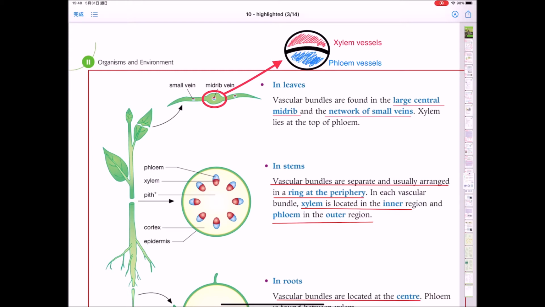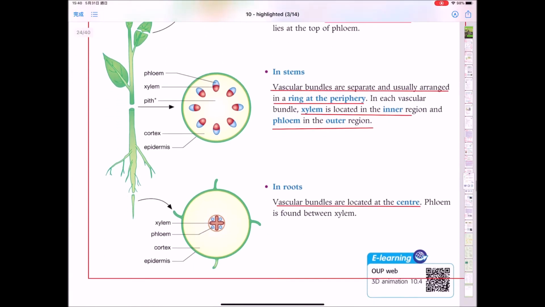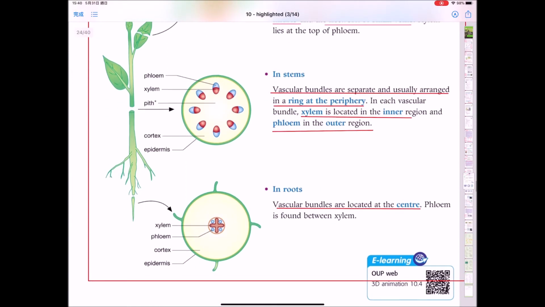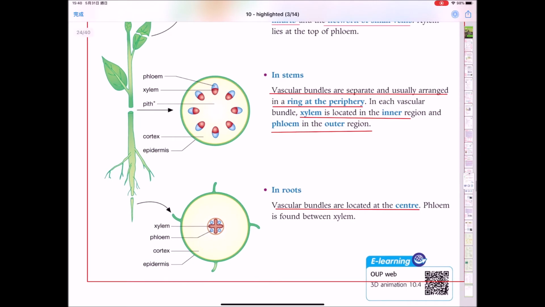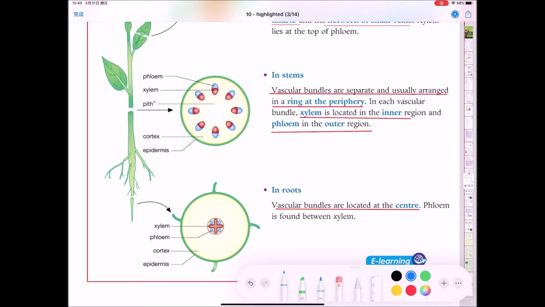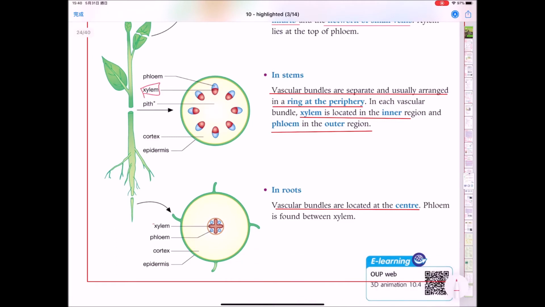So you can see that in stem, in root, in the lesson, I have already mentioned that the vascular bundles, including the xylem vessels and the phloem vessels, are arranged in a ring at the periphery of the stem. And in the root, you can see that the vascular bundle is located at the center. And one more thing is that the xylem vessel and the phloem vessel have very specific locations.